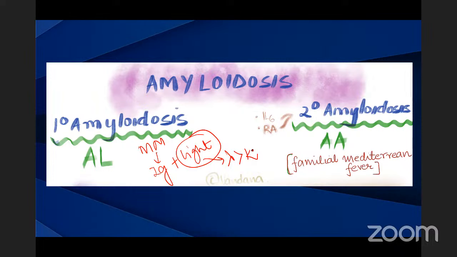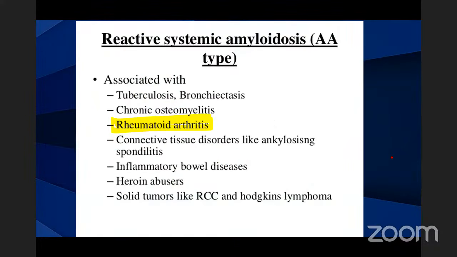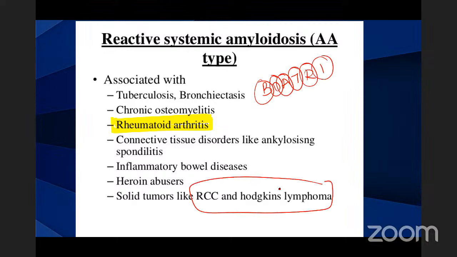If I talk about secondary amyloidosis, this is AA. And remember, the most important interleukin here is interleukin 6. In the majority of secondary amyloidosis, we have AA amyloid. Familial Mediterranean fever also has AA amyloid. All the reactive conditions which can cause amyloidosis, you can remember as Botry: bronchiectasis, osteomyelitis, ankylosing spondylitis, TB, rheumatoid arthritis, and inflammatory bowel disease. Apart from that, renal cell carcinoma and Hodgkin's lymphoma are two cancers which can present with reactive, secondary amyloidosis. Remember, rheumatoid arthritis is the most important condition with secondary amyloidosis.